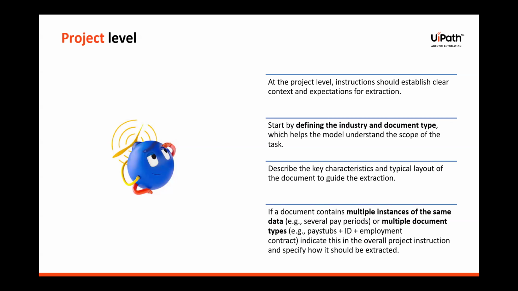Next, we will see the section-wise prompting best practices. At the project level, instructions should establish clear context and expectations for extraction. So we can start by defining the industry and document type. It will help the model understand the scope of the task, and it will describe the key characteristics and layout of the document.